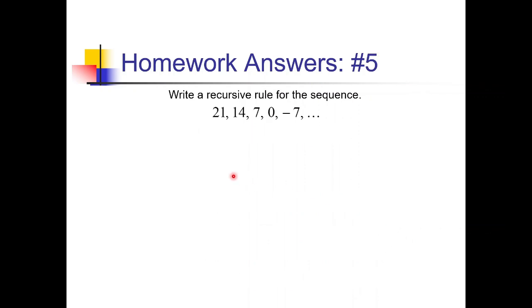For this problem, they want a recursive rule for this sequence. So let's check first to see if it's one of our regular sequences, arithmetic or geometric. So we've got 21 and 14 minus that is negative 7. 7 minus 14 is also negative 7. I keep subtracting 7 each time, so this is an arithmetic sequence, which means I can use my recursive style of arithmetic, which is a sub n minus 1 plus the common difference, plus d.